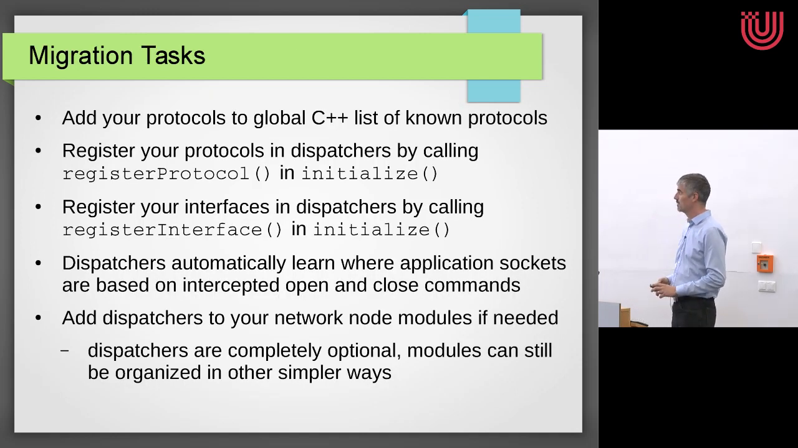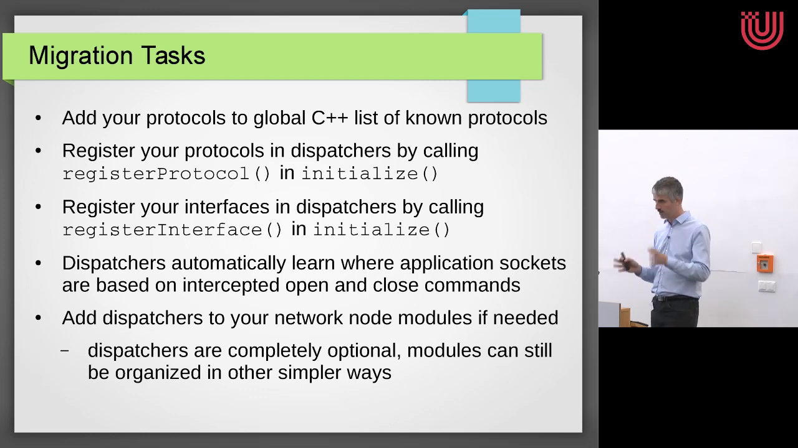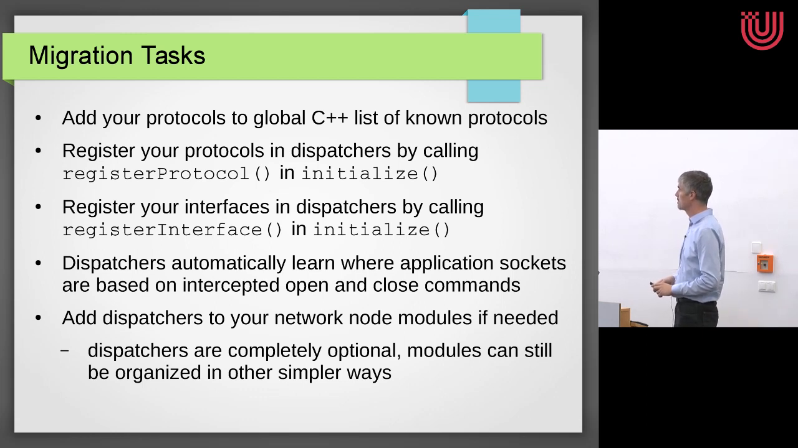So when you migrate your actual project, if you have some new protocols implemented, then you need to do a couple of things to work with the new architecture. First of all, you have to add your protocols to the list of known protocols. Basically it's a C++ registration list. And then in the initialize method of your modules, you have to register your protocol into the message dispatcher so that during runtime, the dispatcher is able to hand the packets to the intended receiver protocol. Luckily, in applications, you don't have to do anything because it just works.